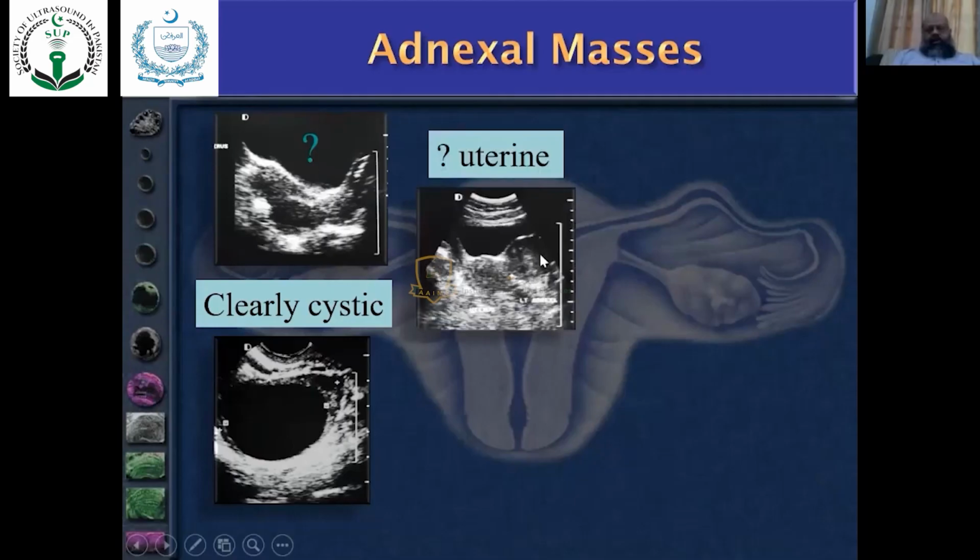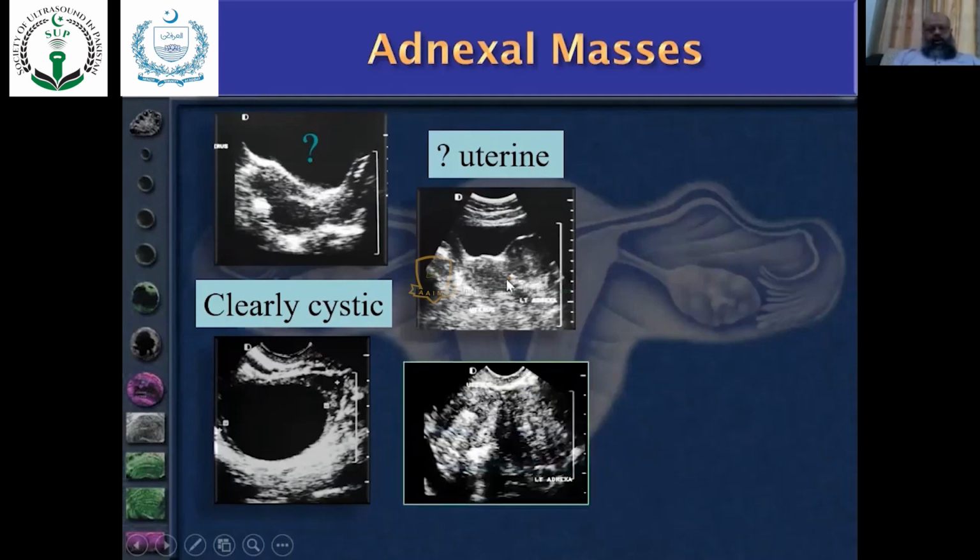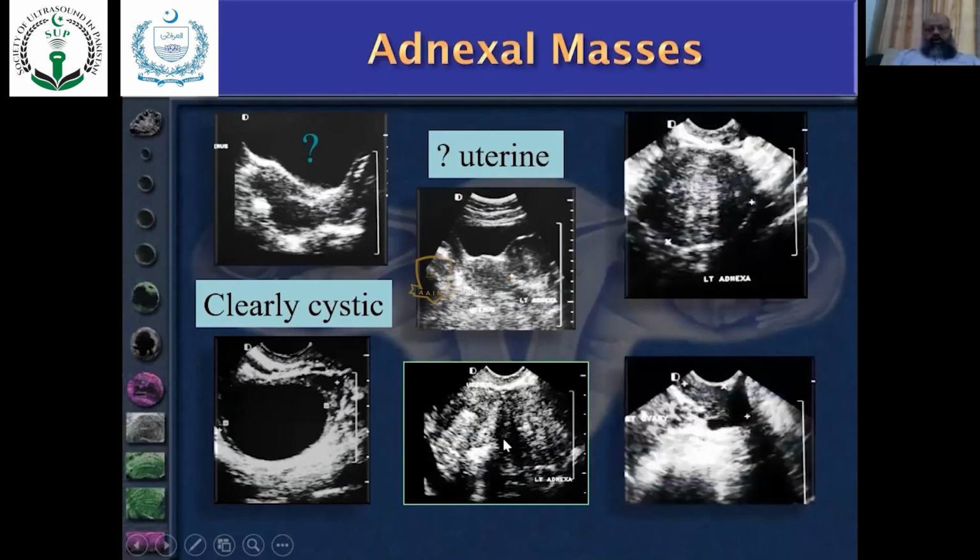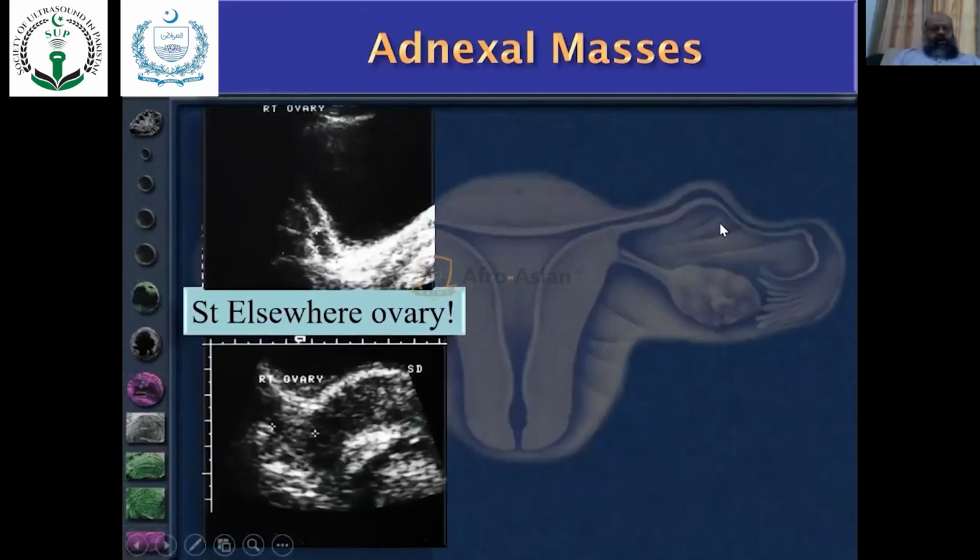This is a transabdominal scan. For adnexa, these structures are not clearly differentiable, and on TVS, we were able to diagnose it as a dermoid cyst.